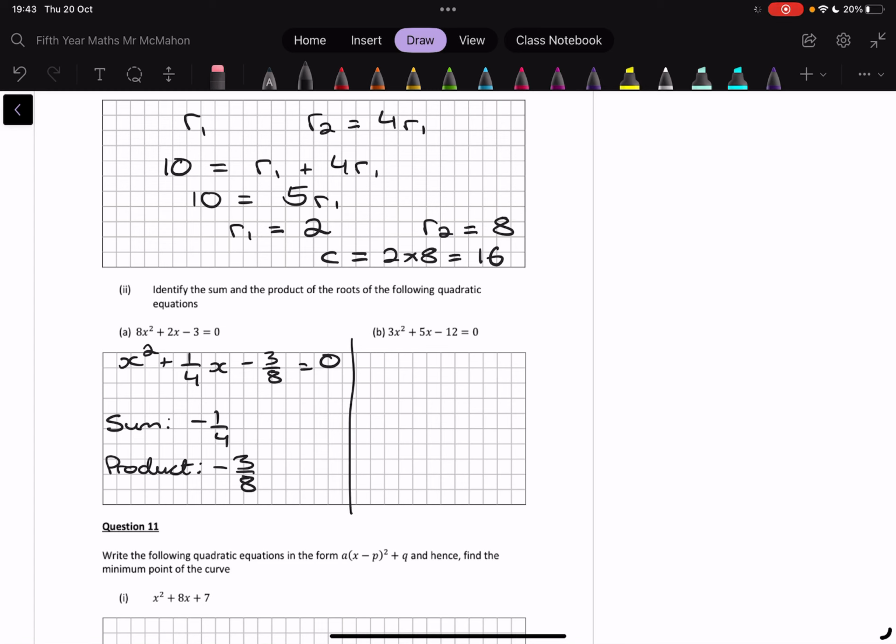Okay, similarly for the next one, we are first going to divide across by 3 to give me 5 over 3x minus 4 equals 0, and I can do my sum as being minus 5 over 3 and my product as being minus 12.